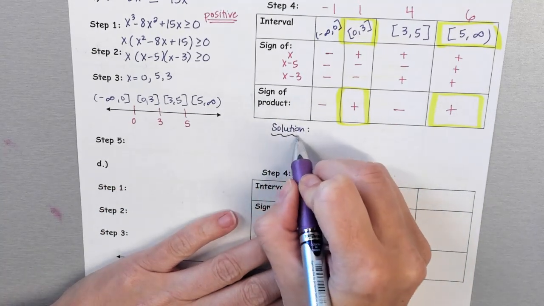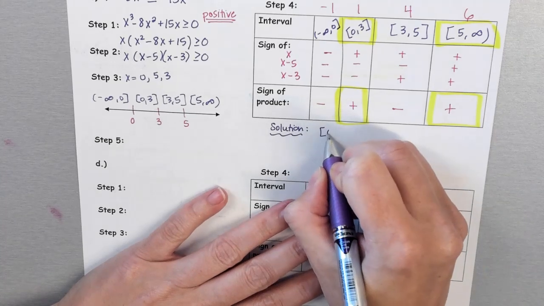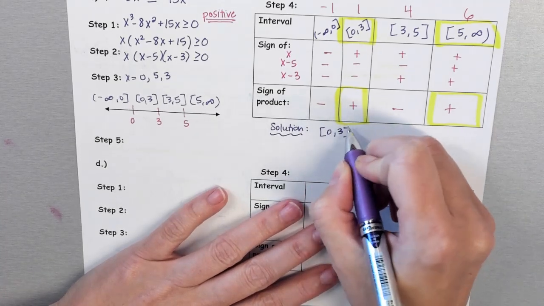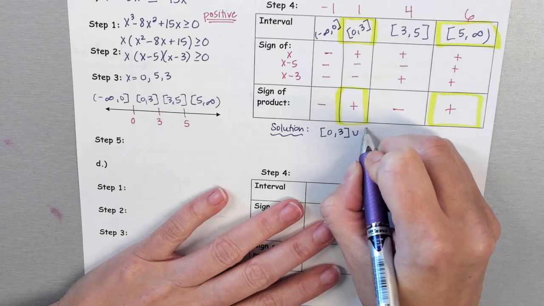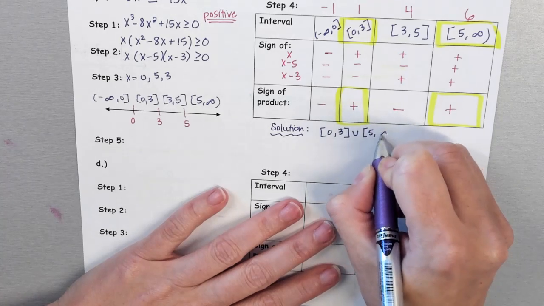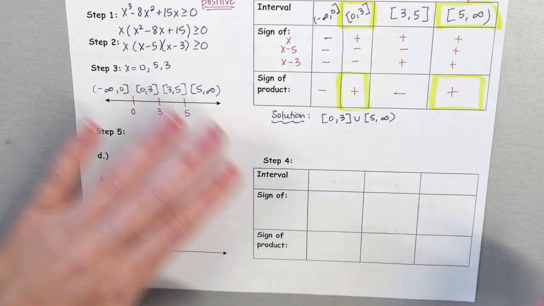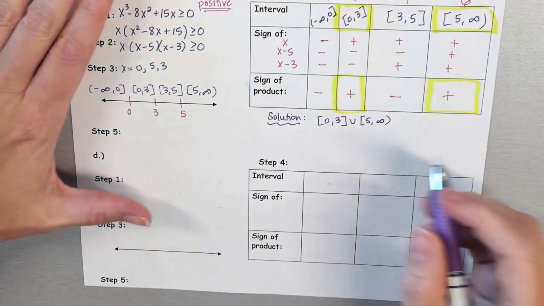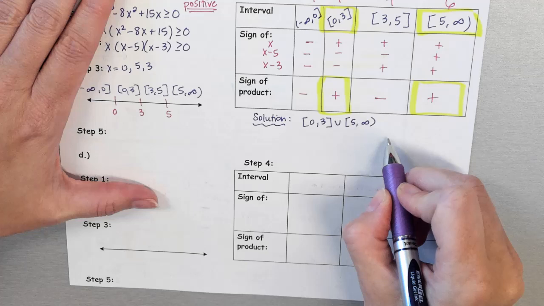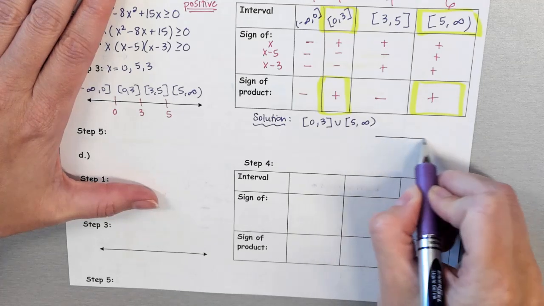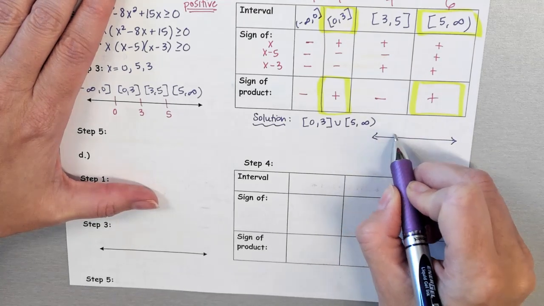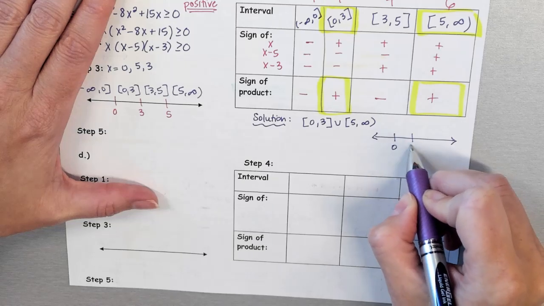Okay, so then your solution, again, if you have more than one interval, you're going to have a union. Okay, and then you are going to use the hard brackets here because of the equal to, but infinity is never going to have that. Do you guys think you can graph that on the number line? Make sure you guys are graphing your number line because I saw a couple of you skip that step, so don't do that.